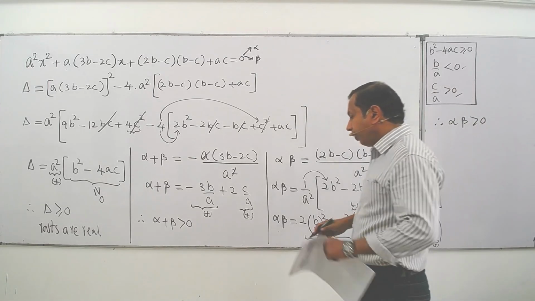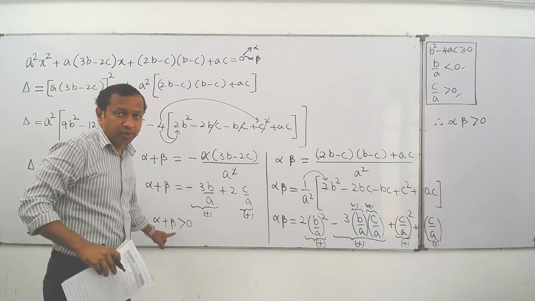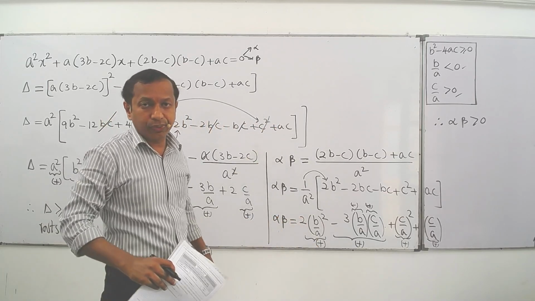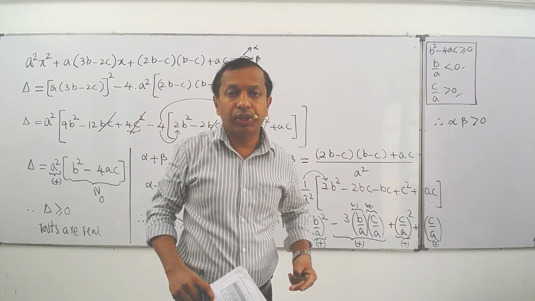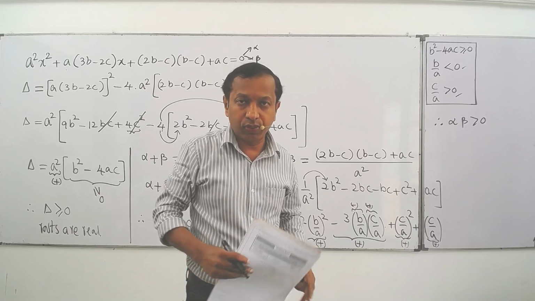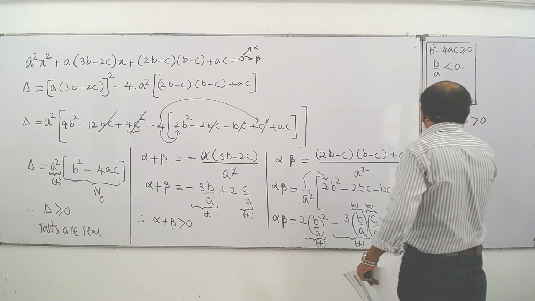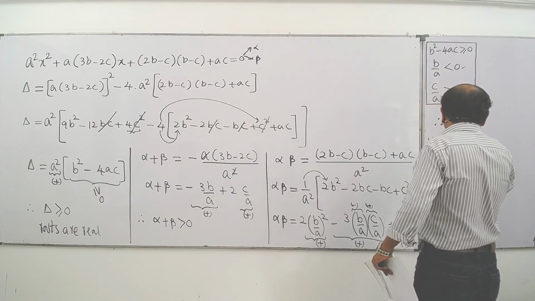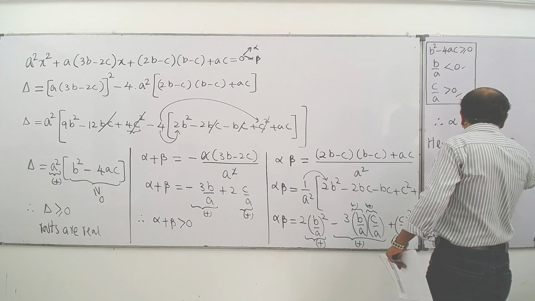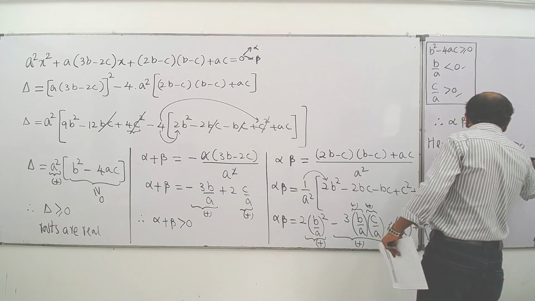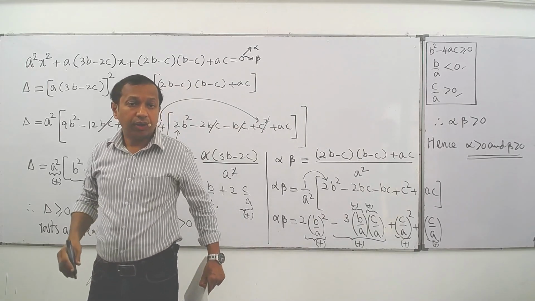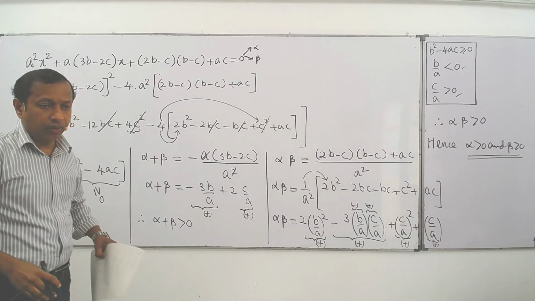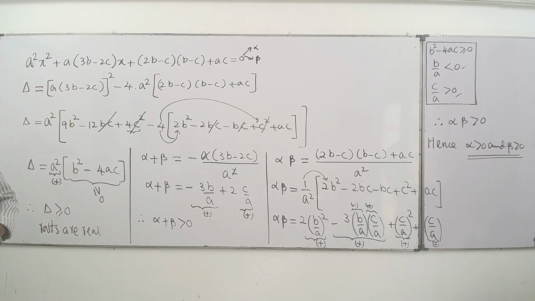Now, the sum of alpha beta is positive, the product of alpha beta is positive. There are two numbers whose sum is positive, product also positive. Then the two numbers, each should be positive. Therefore, we can write, hence, alpha positive and beta positive. All right. Then the roots are real of this equation and each positive, right? Positive. Right. Now, next one, asking the last question.